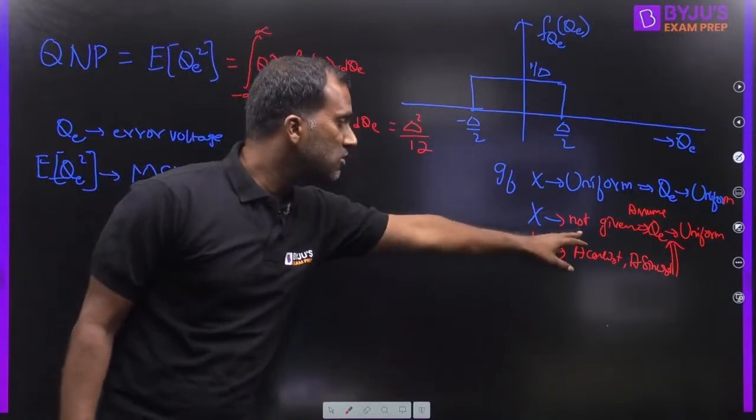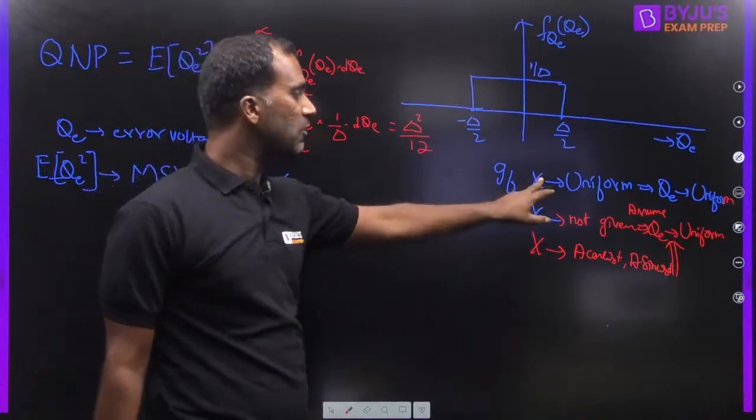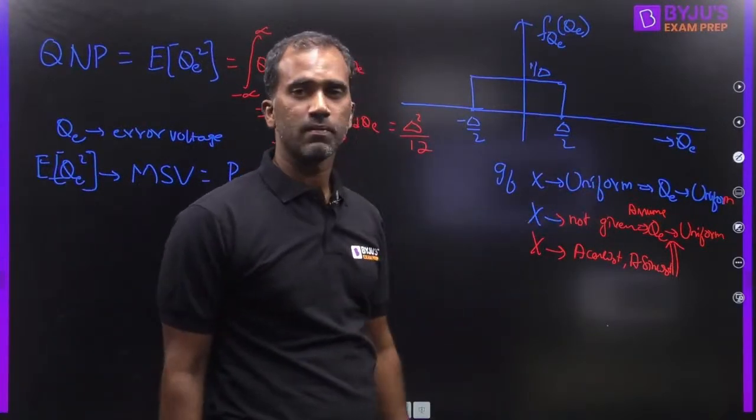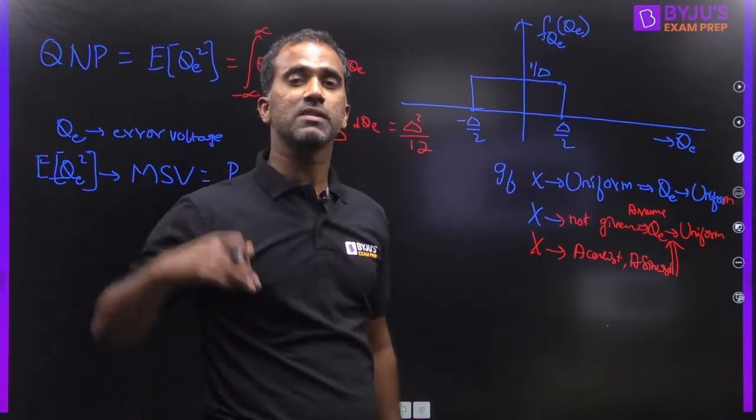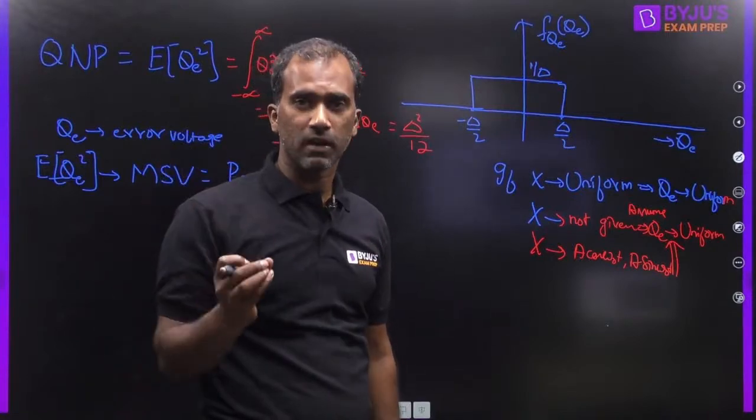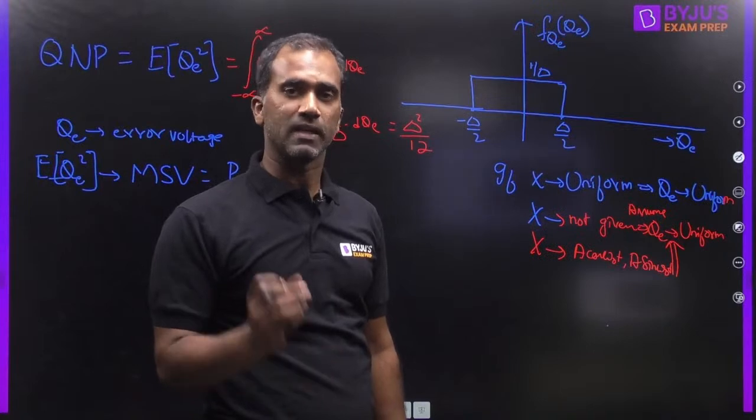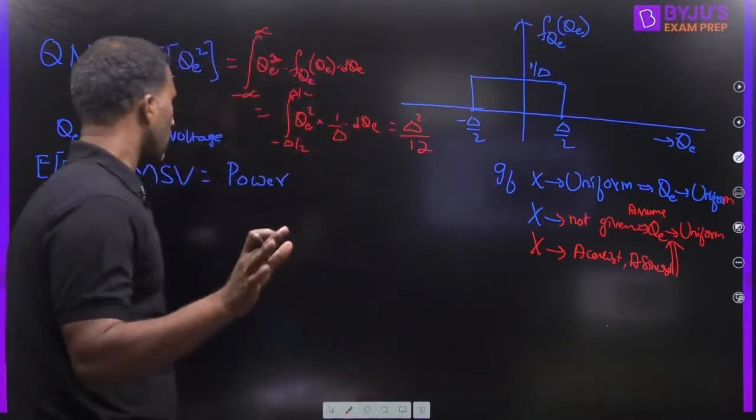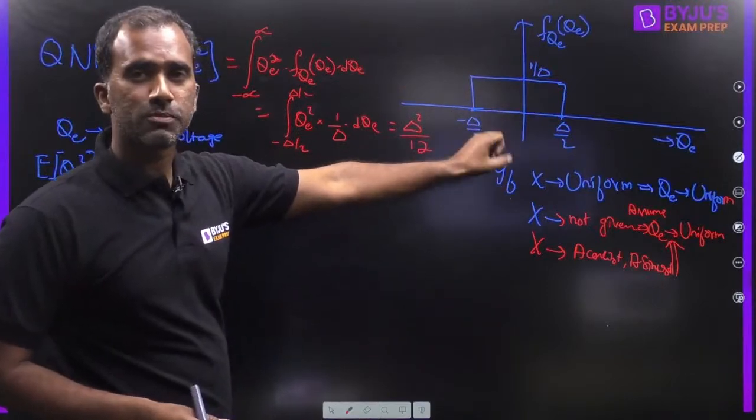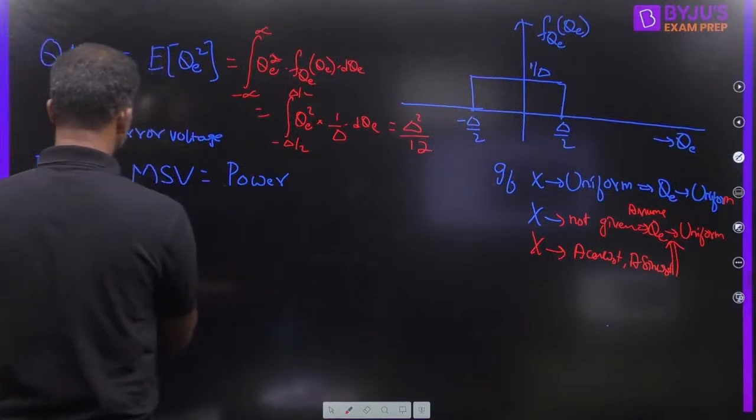When there is no information also, you can take the quantization noise power as delta square by 12. But when the information given about X is anything other than these three, or X is having some other PDF other than uniform, then problems should be dealt with differently. How do we deal with it? I'll talk about that also. But now you have understood this part, right? Quantization noise power, uniform case. Now we'll talk about the non-uniform case also.